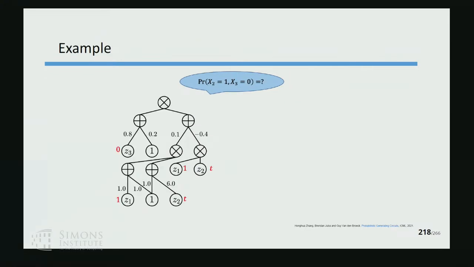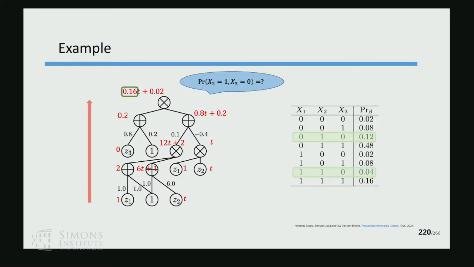Here's an example. I would like to know what's the probability that x2 is true and x3 is false, marginalizing out x1. I set x3 to zero, I set z1 to 1, z2 to t, okay? I compute my polynomial, and I get 0.16t plus 0.02. I don't really care about the 0.02. What I care about is the 0.16, because this is exactly the probability I'm looking for. It's this marginal probability summing these two worlds' probabilities.